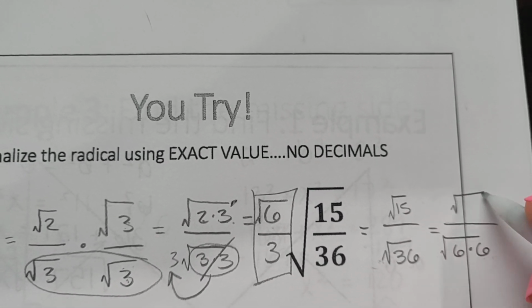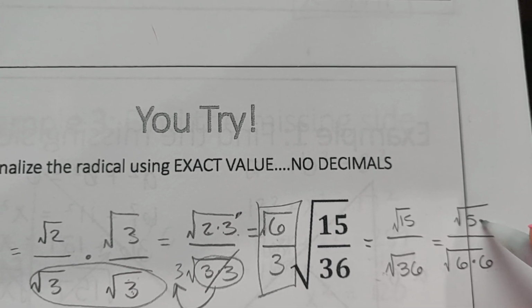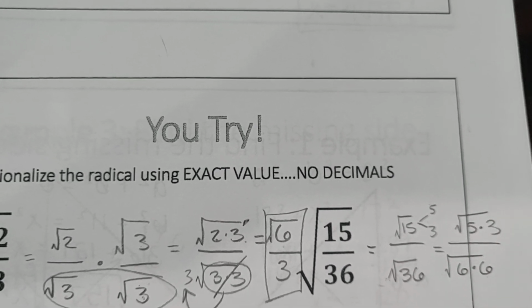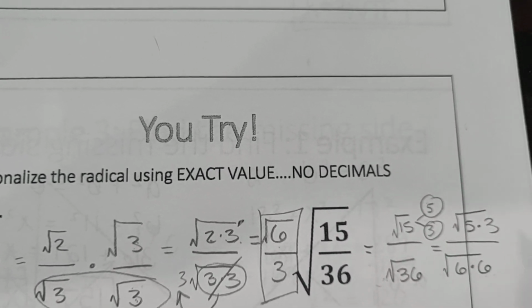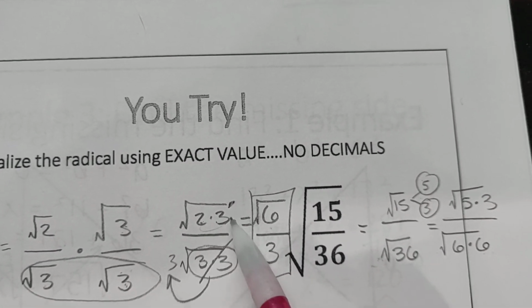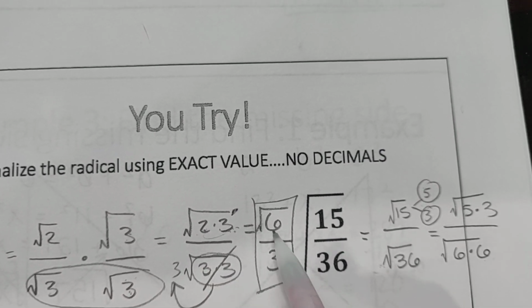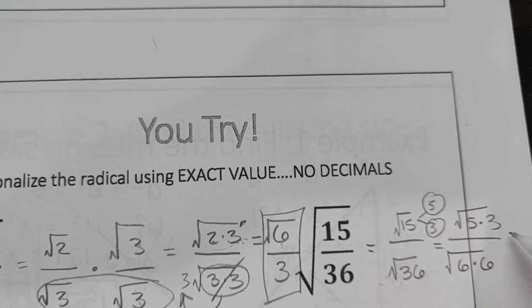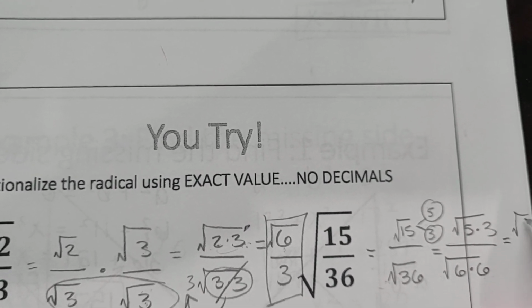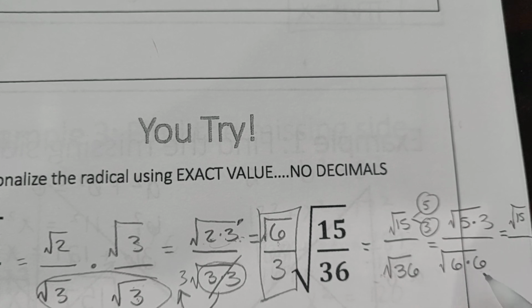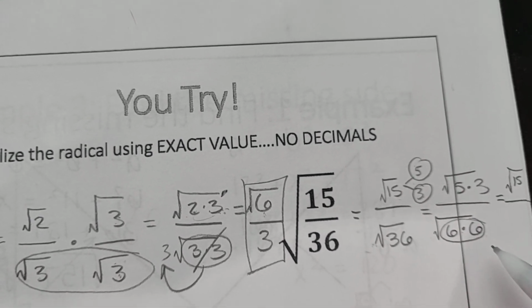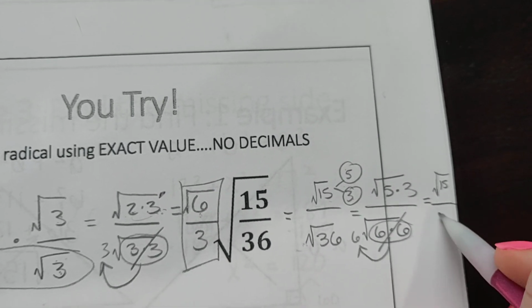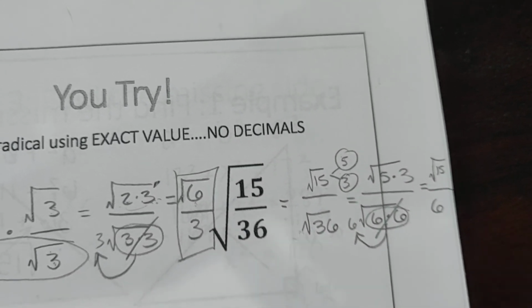The square root of 15 is the same thing as 5 times 3, but it doesn't break up any further. So I'm just left with a 3 and a 5, just like how over here 2 and 3 didn't break up further, so I was left with a 6. So here 5 times 3 is 15, and I can leave it like that, square root 15 divided by the square root of 6, two numbers that are the same. They cancel out, and you're left with 6. There's your answer.